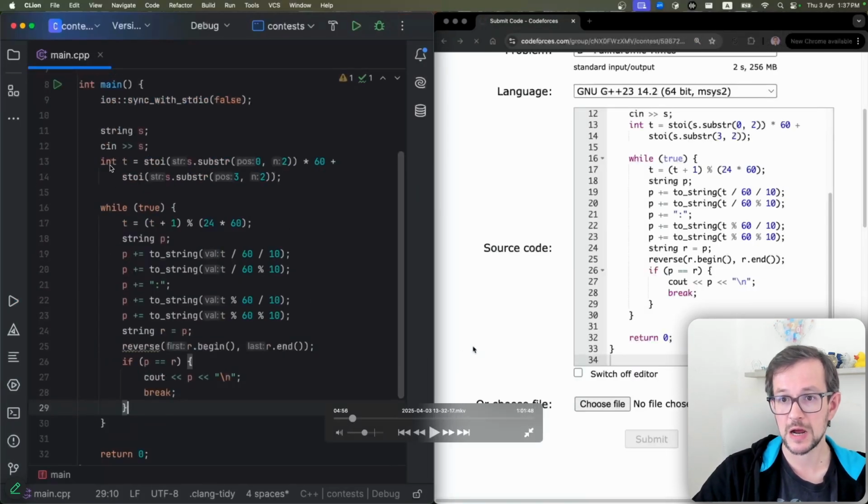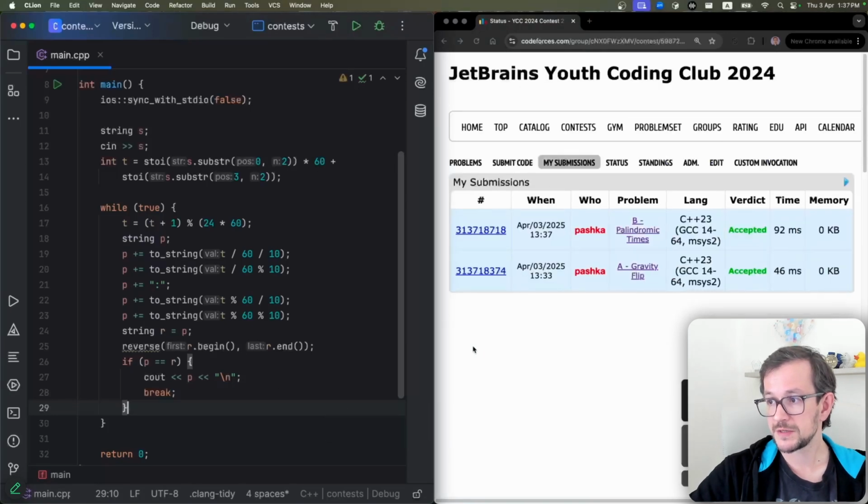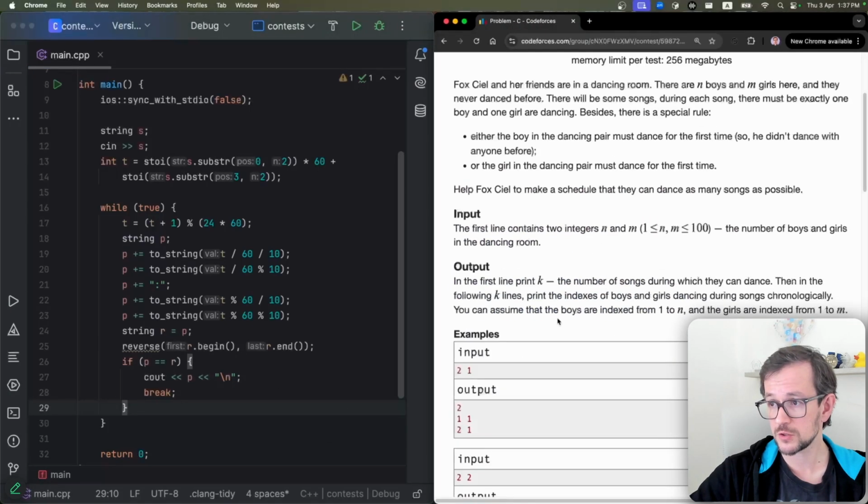So again, I take my initial string, transform it to a number, and then increase this number until I have a palindrome. To check if it is a palindrome, I construct the string back, reverse it, and check if that reverse string is the same. If the reverse string is the same, then I have a palindrome. Yeah, that's it. That's problem B. Let's go to problem C.